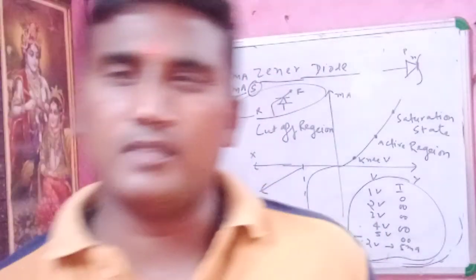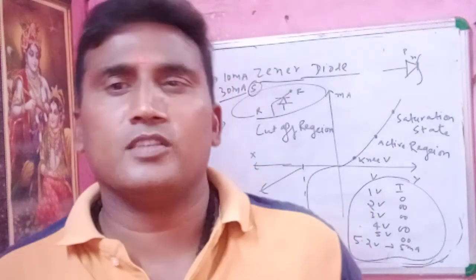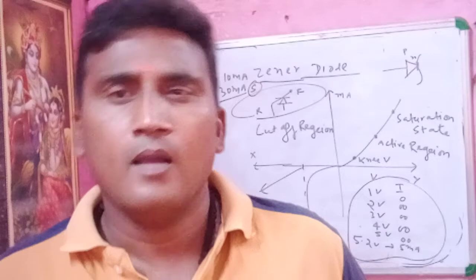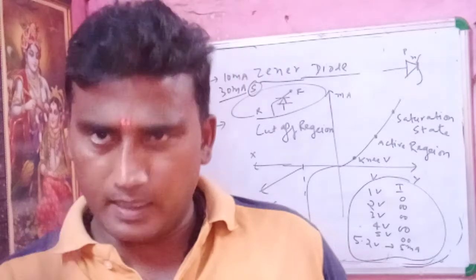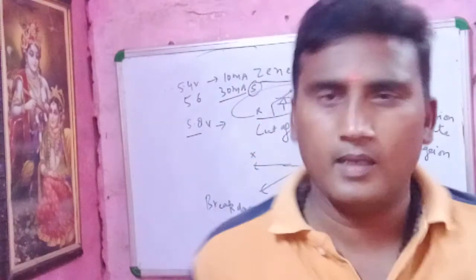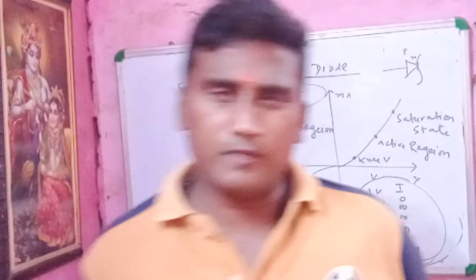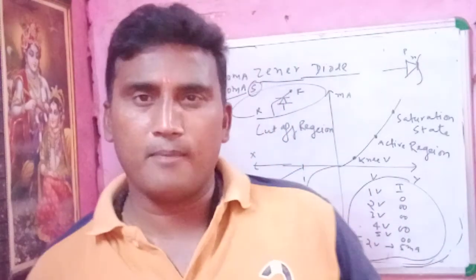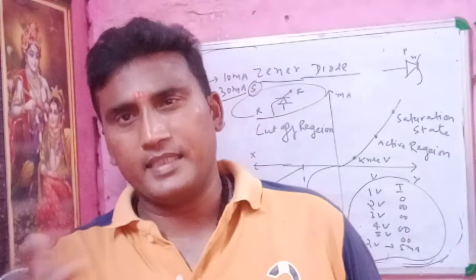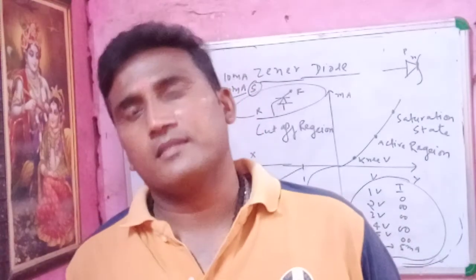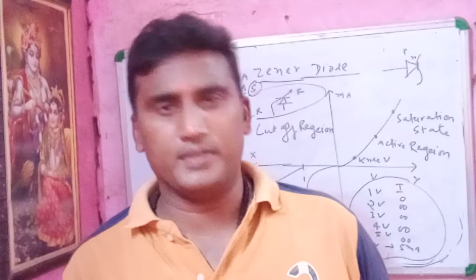Once again we repeat: what is the knee voltage? At that voltage the current increases suddenly. That is known as the knee voltage. What is the active region? In that region the current works at regular intervals. That is known as the active region. And what is the saturation state? That is the last state of the device, with the maximum current flow. And what is the breakdown voltage or cutoff region? In that region the current is 0. That is known as the breakdown voltage or cutoff region.